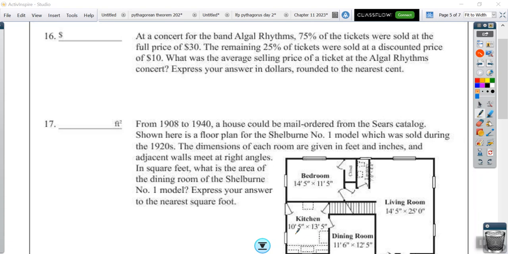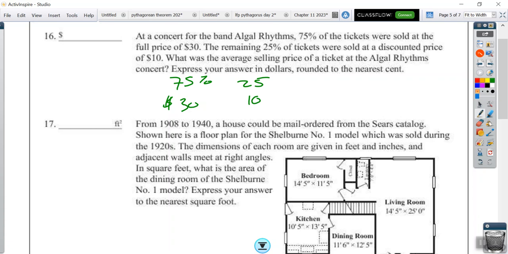At a concert for a band, 75% of tickets were sold at full price at $30. So I'm going to write that down because I'm worried that I'm going to lose track. So we have 75% at $30, and we have 25% at $10. Okay, and so what is the average price round to the nearest cent?